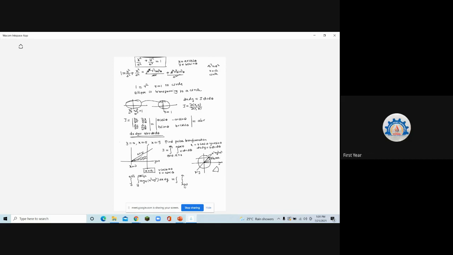Yes, ma'am. Okay. And for that, then what will be the limits of theta? 0 to pi by 4. Correct, 0 to pi by 4. And what is inside the integration? Log of r square, r dr d theta. Correct? Is this clear? Yes, ma'am.